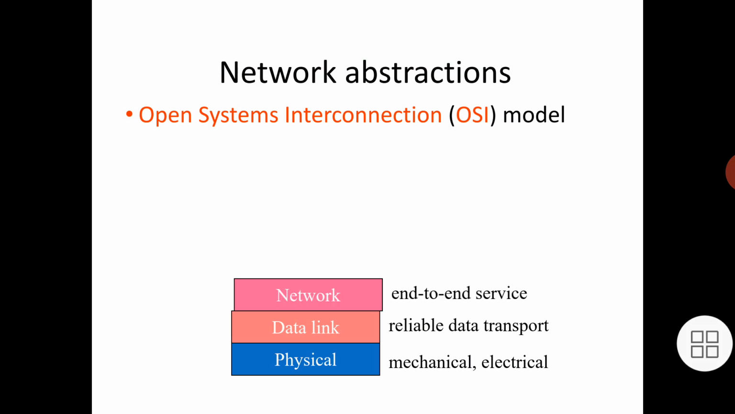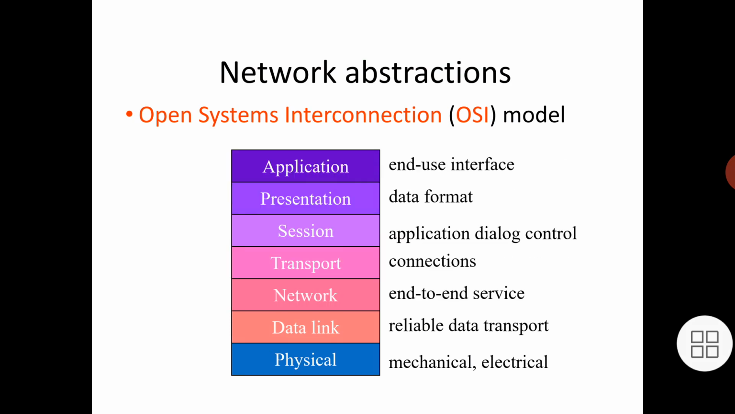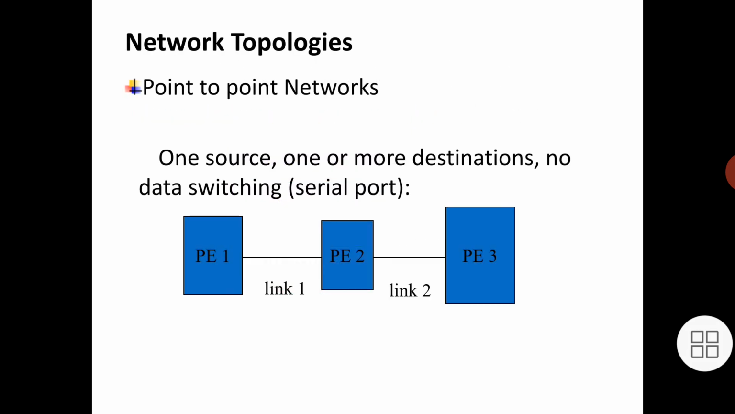Let us see the different OSI layers. There are 7 layers: physical, data link, network, transport, session, presentation, and application layer. We have already covered this in the last video lecture. And let us study about the network topologies. The first one is the point-to-point network.